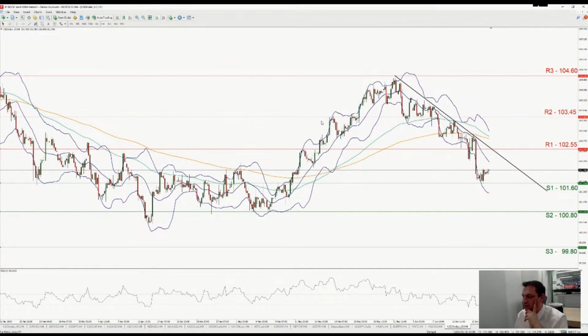To the upside for a bullish outlook, I would require the index to first break the downward trend line, and that would be the first clear signal that the downward movement has been interrupted. But for a bullish outlook, I would require the index to break also the 102.55 resistance, nothing less, and even start aiming for the 103.45.